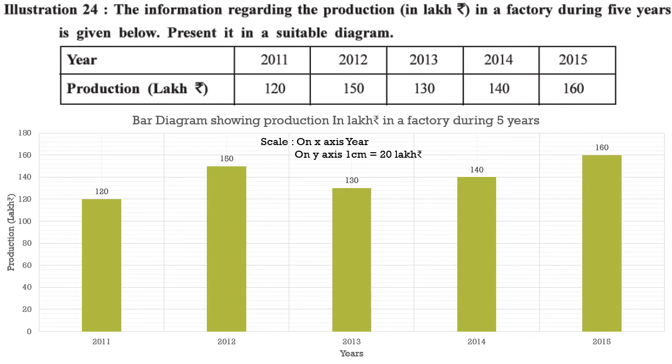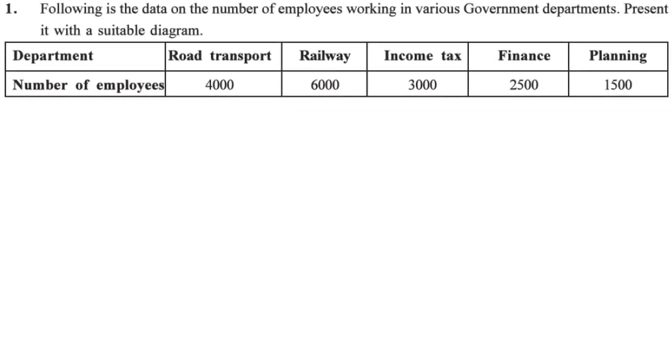Okay, next is a sum from Exercise 2.3. The first question: the following is the data on the number of employees working in various government departments. Present it with a suitable diagram. The departments are road transport, railway, income tax, finance, planning, and the number of employees. If we want, we can swap the values by showing the highest department first, but it's okay. Even if we don't swap the values, we can directly show whatever is given in the table.